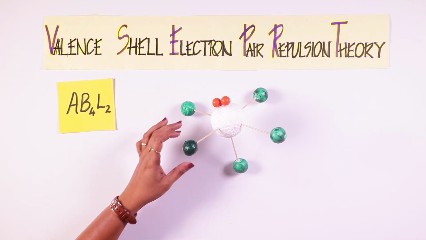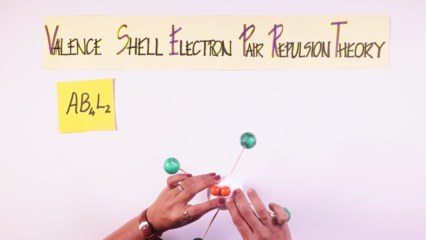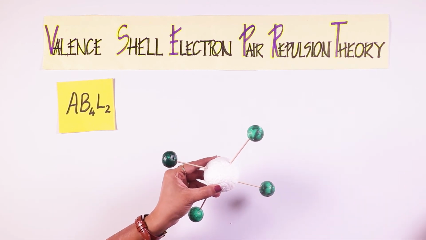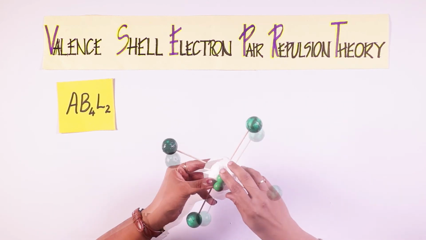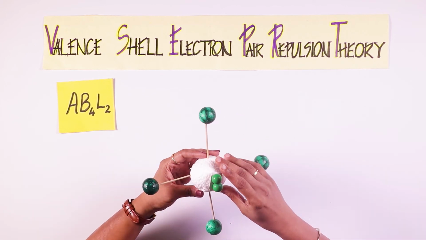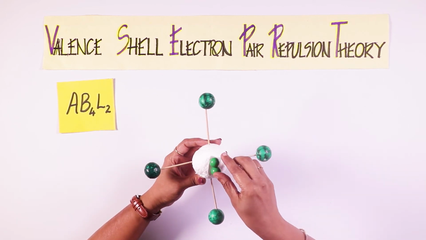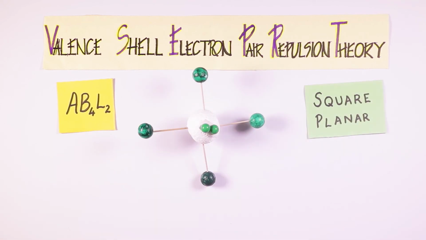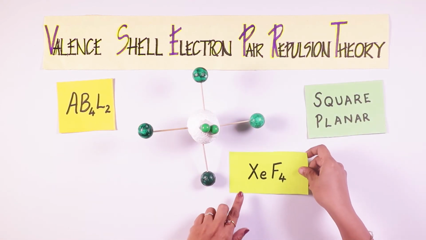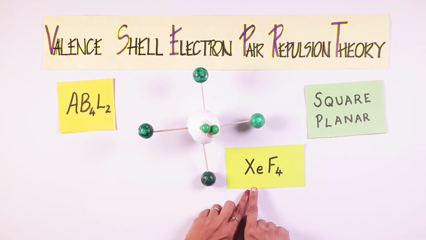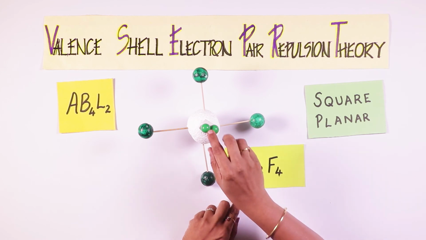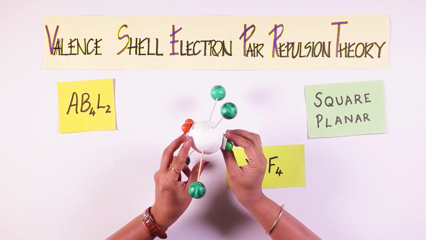We have already replaced one of the bond pairs by a lone pair of electrons. Let's see what happens when one more bond pair is replaced by a lone pair of electrons. The shape now becomes square planar with 2 lone pairs of electrons. The shape of AB4L2 is square planar and its example is XeF4. Xenon has 8 valence electrons, 4 of them go for bond formation. It is left with 2 lone pairs of electrons.